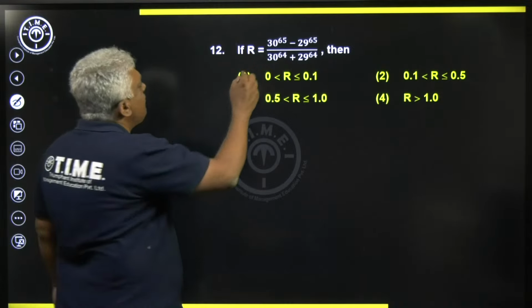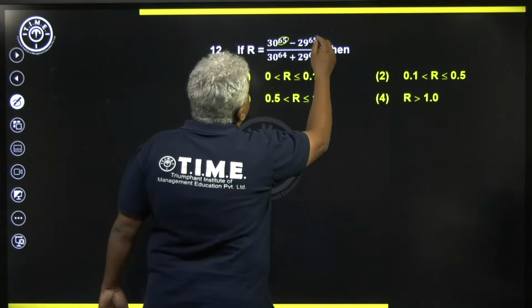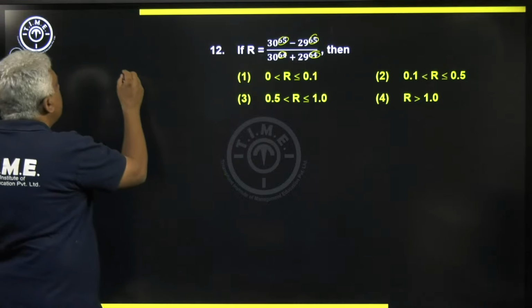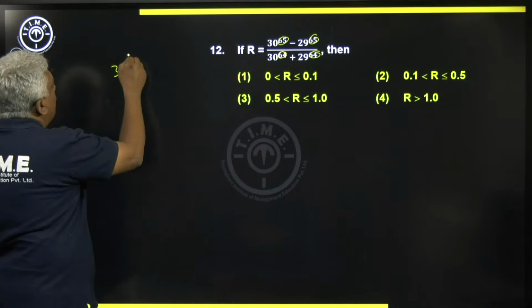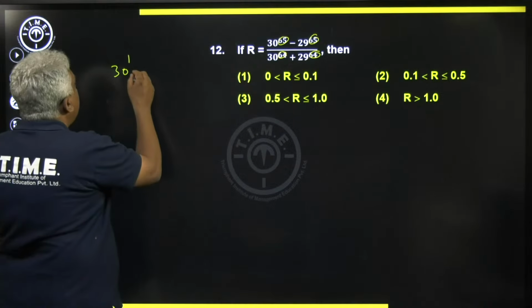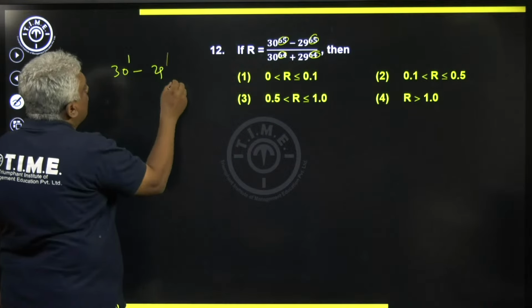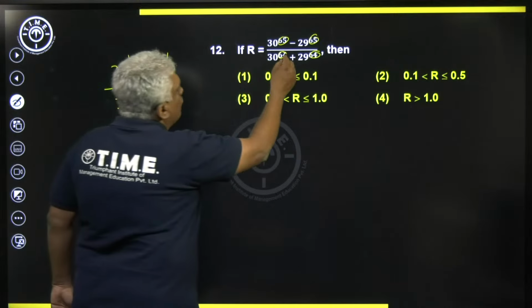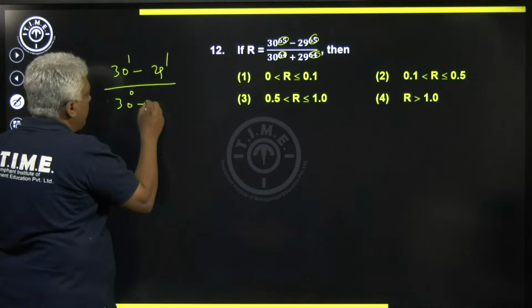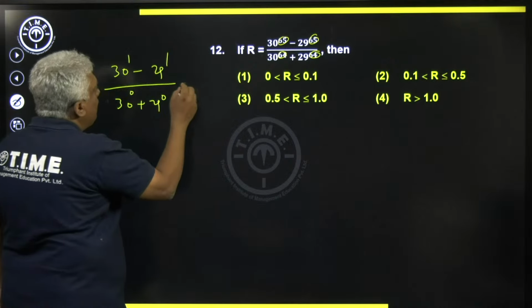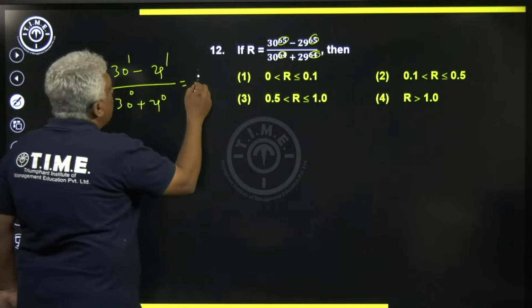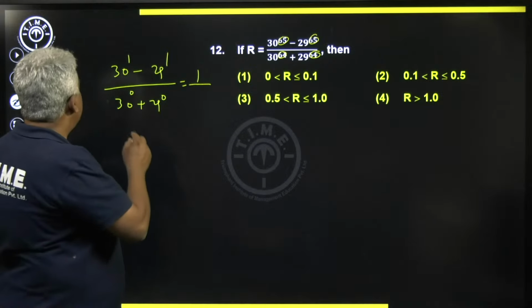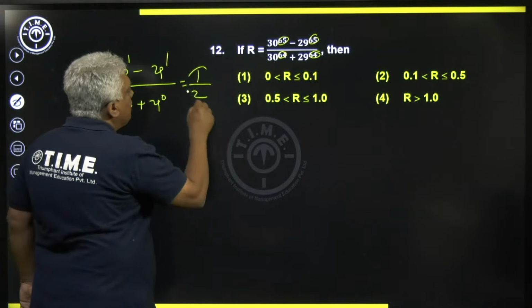Let's say this is 65 and 65, and here the power is 64, one less. So let me try 30 to the power 1 minus 29 to the power 1, divided by 30 to the power 0, one less, plus 29 to the power 0. Let me see what is happening here. 30 minus 29 is 1, and here it is 1 plus 1, 2. So the answer is coming half.